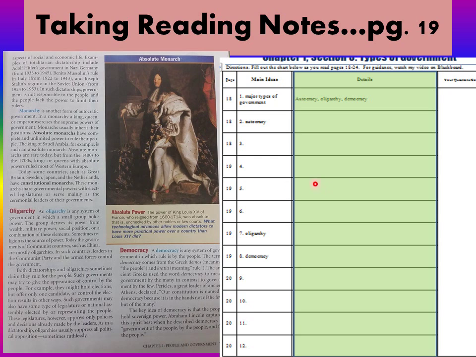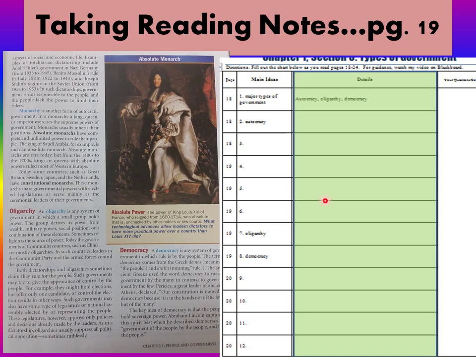Okay, so number 5, absolute monarchs. We know from up here where you wrote that monarchy is inherited, that this position is inherited. So absolute monarch is inherited and has complete unlimited power. So inherited position, complete unlimited power is absolute monarch. Complete, absolute, unlimited, absolute. The vocabulary should help you there.